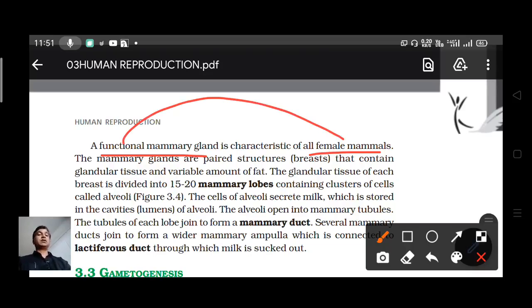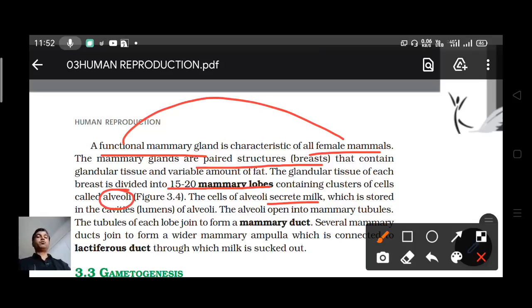The mammary glands are paired structures present in the breast. They contain glandular tissue and a variable amount of fat. The mammary gland is made up of adipose tissue, glandular tissue and muscles, present near the chest region. The glandular tissue means modified sweat glands. In each breast, the glandular tissue is divided into 15 to 20 mammary lobes containing clusters of cells called alveoli. The cells of the alveoli secrete milk, which is stored in the lumen of the alveoli.